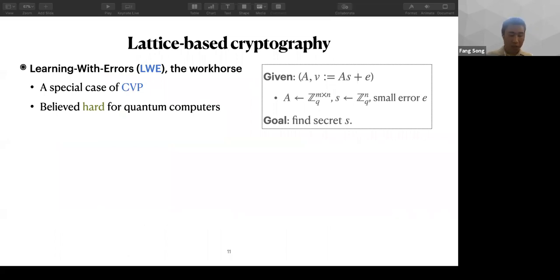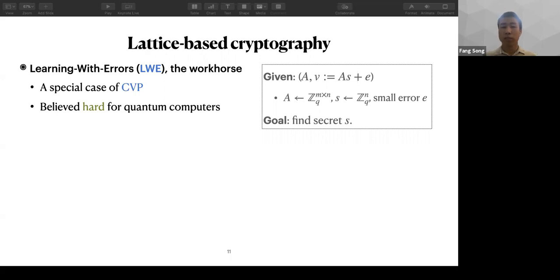All right. So the good news is, inspired by those first generation proposals, lattice-based crypto has really taken off during the past decade. And modern constructions are based on an elegant problem called the learning with errors problem, or LWE in short. So this LWE problem can actually be seen as a special case of the closest vector problem.